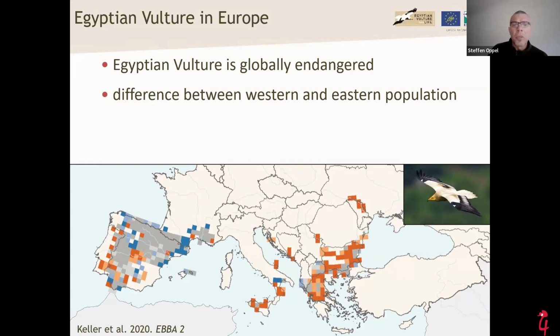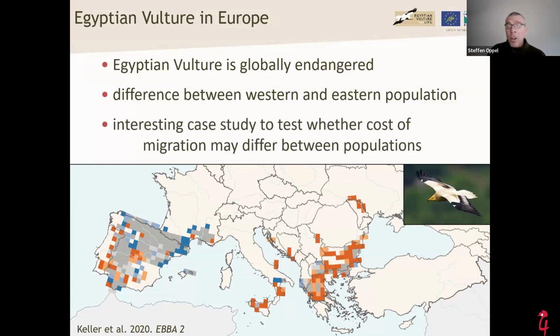There are still some parts where the population is declining, but by and large, the population in Western Europe is doing reasonably well. And then we have a population in Eastern Europe that is in enormous trouble and has been declining massively over the past decades and has actually gone extinct in the northern parts of the Balkans and disappeared from many areas where they used to breed previously. So it's an interesting case study to test whether the cost of migration may differ between these two populations and may actually explain the two different population trajectories that these populations exhibit.